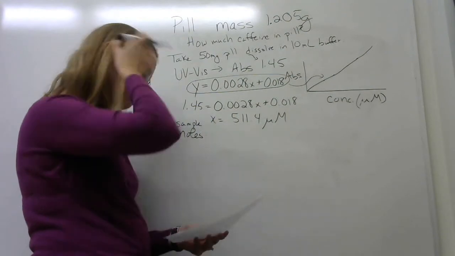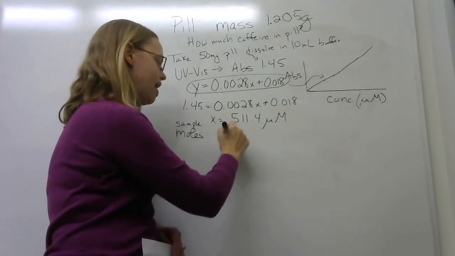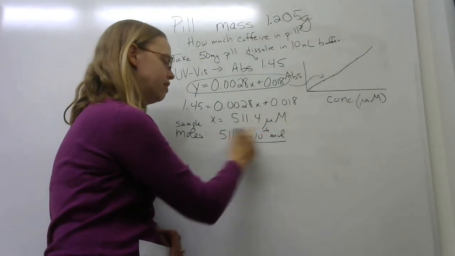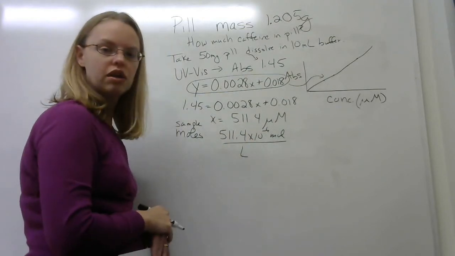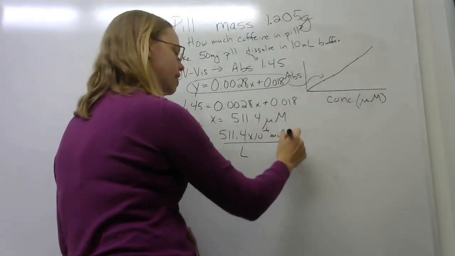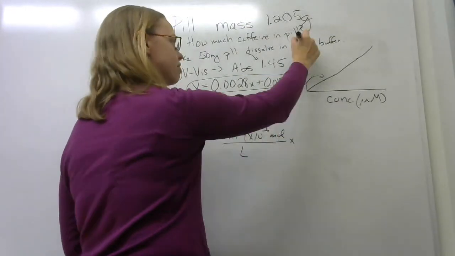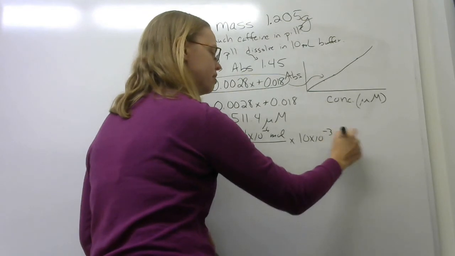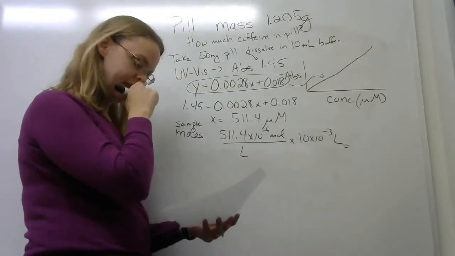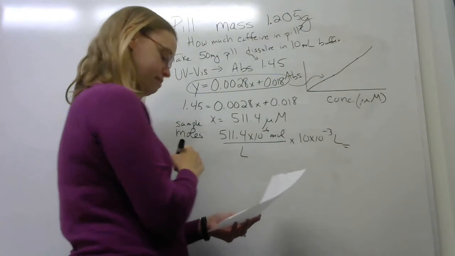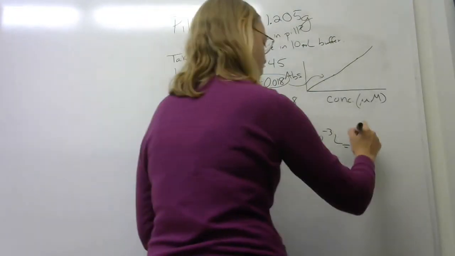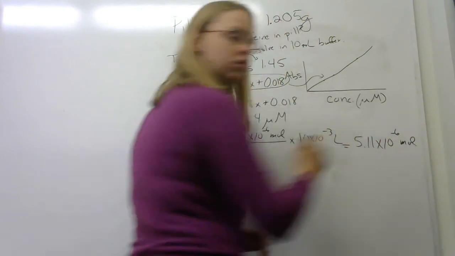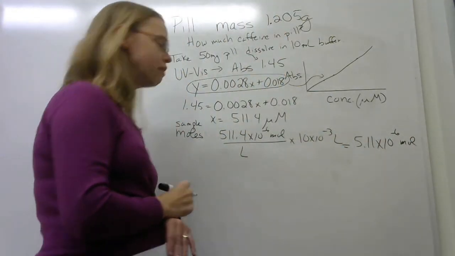To do that, I have 511.4 times 10 to the minus 6. I'm going to go back to standard mole per liter molar units, and that was in a 10 milliliter sample. If I do that, I can figure out the number of moles, and if I've done my math correctly, that should give us 5.11 times 10 to the minus 6 moles. Okay, so that's the number of moles.